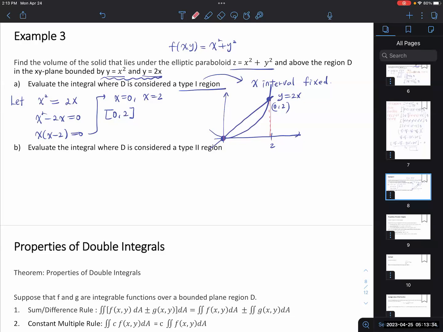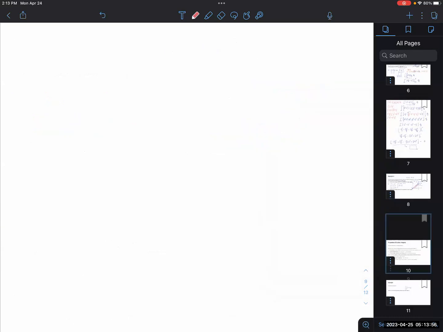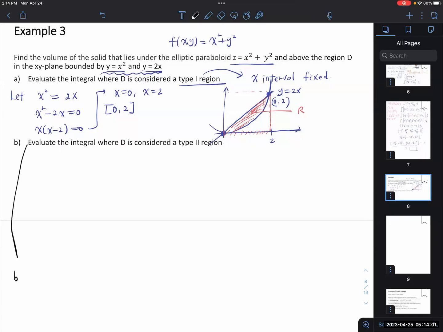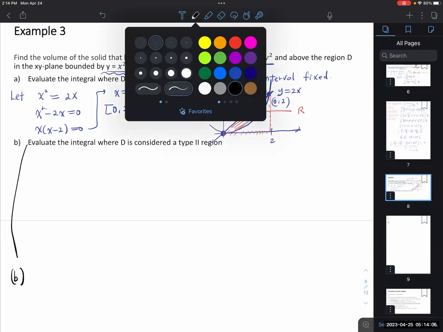It's linear, so this is the fixed interval. That's why the y interval is going to be changing. If you look at that, the height is going to be changing, so you are looking for actually this area. This is the area we are looking for. So type 1, I'm going to do type 2 later. This one, I'm going to move to letter B because I need a space. Anyway, let's continue type 1.